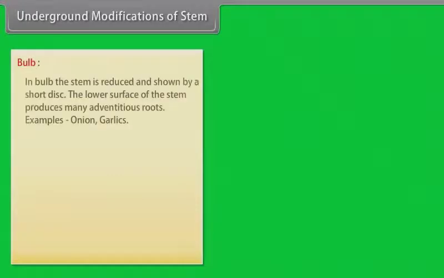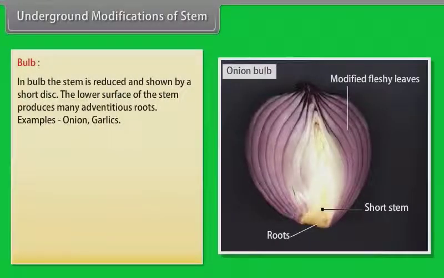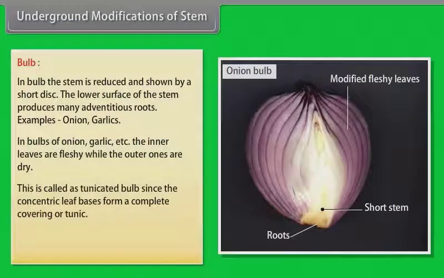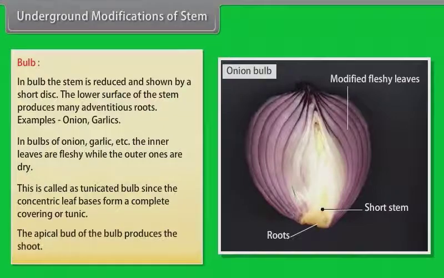Bulb. In bulb, the stem is reduced and shown by a short disc. The lower surface of the stem produces many adventitious roots. Examples, onion, garlic. In bulbs of onion, garlic, etc., the inner leaves are fleshy while the outer ones are dry. This is called tunicated bulb since the concentric leaf bases form a complete covering or tunic. The apical bud of the bulb produces shoot.